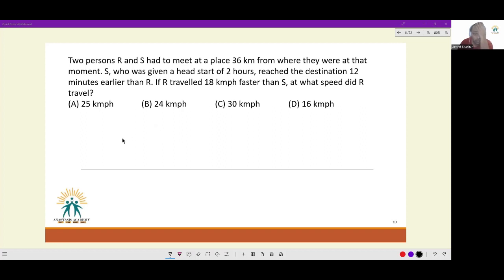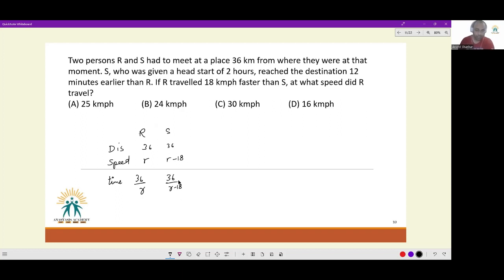Okay, let's see. Distance for R and S, distance for both of them is 36. Speed: R traveled 18 kilometers per hour faster than S. So if I say the speed of R is R, the speed of S is R minus 18. Now the time for R will be 36 by R, and the time for S will be 36 by R minus 18.